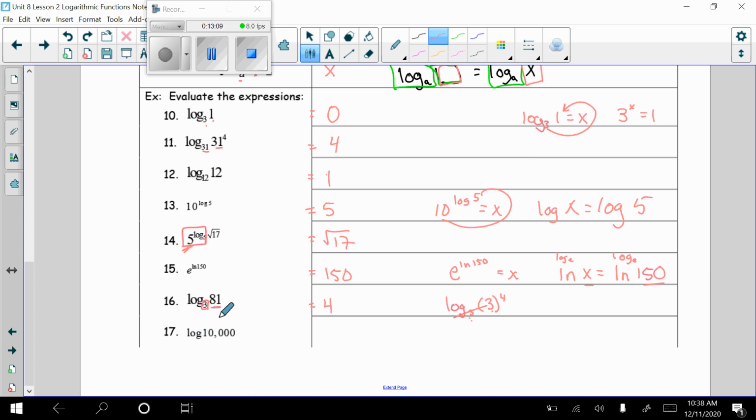All right, so we're going to do the same thing here with the 10,000 because log by itself is like a base of 10.